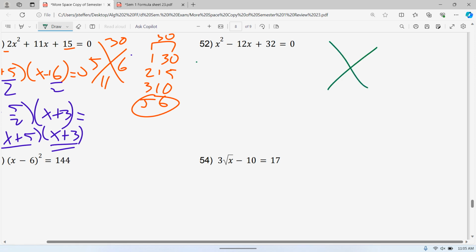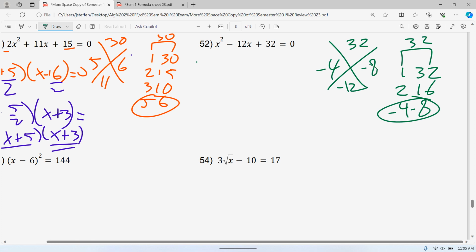So factors of 32 that add up to be -12. 1 and 32, 2 and 16. 3 doesn't work, 4 and 8. 5 doesn't work, 6 doesn't work, 7 doesn't work. 8 works, but we're back to where we started. But again, none of them add up to be -12, so we need to change our signs. So that's -4 and -8. They both multiply to be positive 32, both add up to be -12. So x minus 4, x minus 8. What would make this 0? +4. What would make this 0? +8.